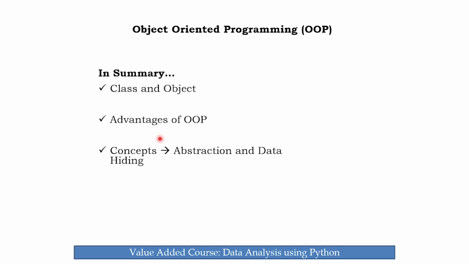So in summary, in this lecture, we have discussed three things. One is what is a class. A class is nothing but a template for the object, and an object is nothing but an instance of a class. And we have discussed 5 advantages of object-oriented programming and 2 important concepts, encapsulation and data hiding.